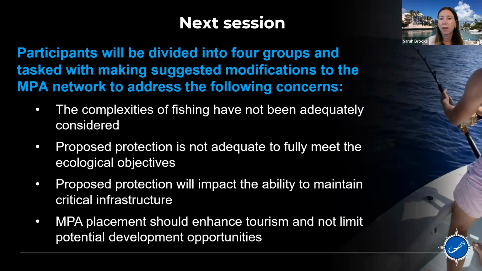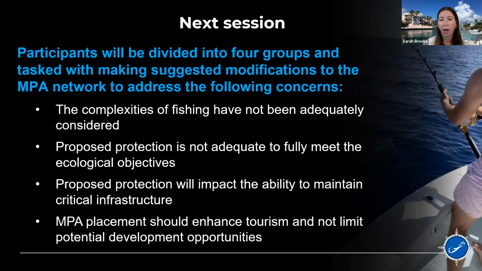The second group will attempt to address concerns that the amount of proposed protection is not adequate to fully meet the ecological objectives. So many people felt that the nearshore area is under the most pressure and should have more protection than what is currently proposed, and that top predators in particular, so species such as grouper, should be afforded more protection, and that a more data-driven approach could be used to designate protection to better achieve these ecological objectives.